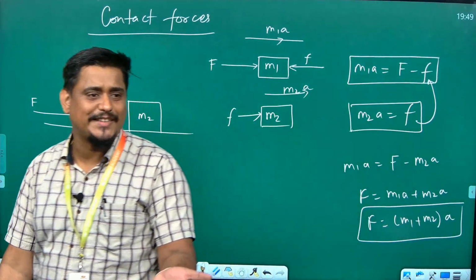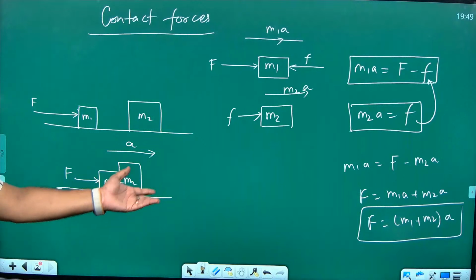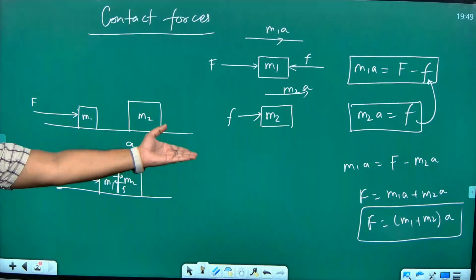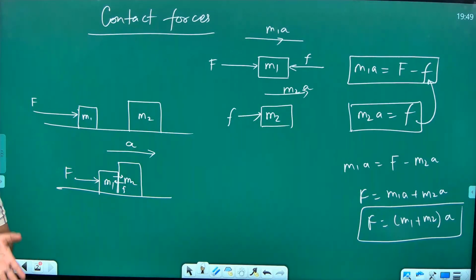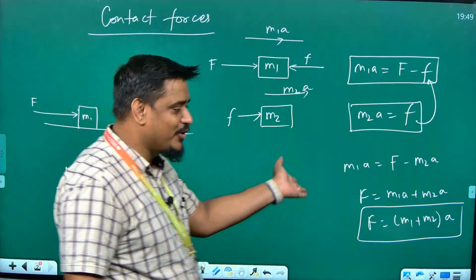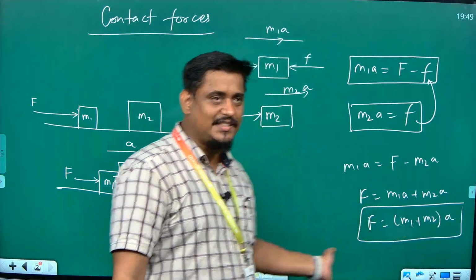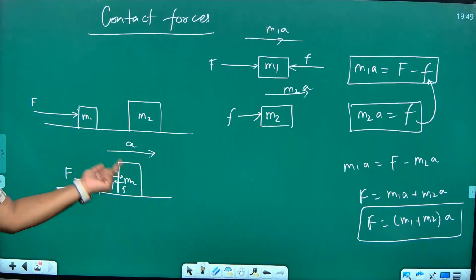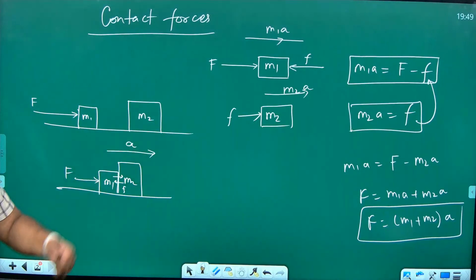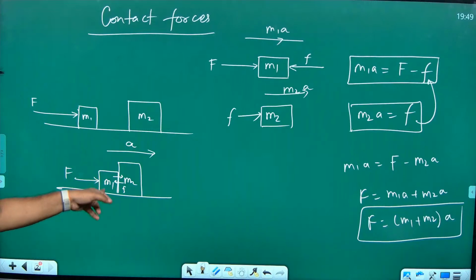You may scold me now saying that what is there in this? Force is equal to mass into acceleration. So, force is equal to total mass into acceleration. Why you want to derive all these things? Ultimately, I am going to get F is equal to ma, and since both masses are together, it is m1 plus m2, and a is the acceleration. So, you can directly write (m1 plus m2) into a.